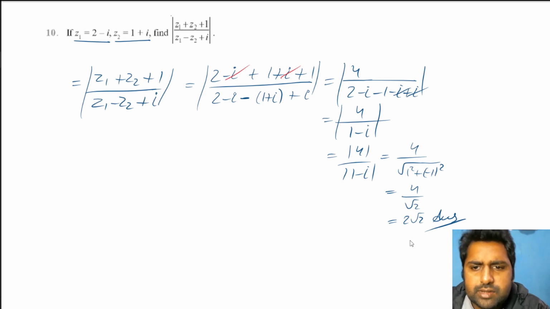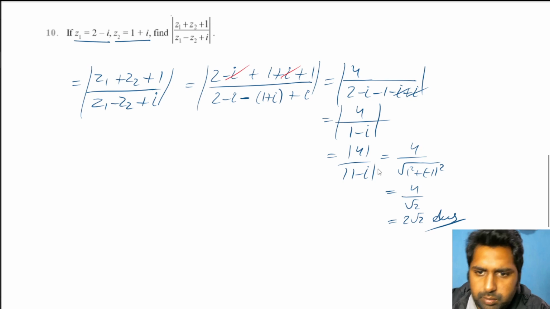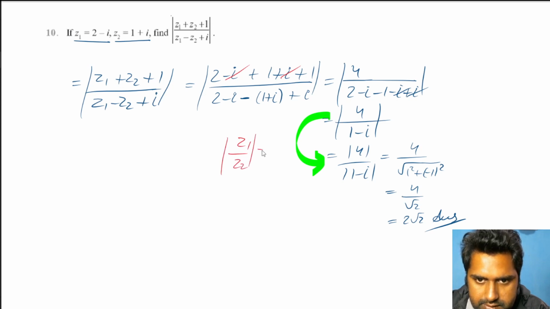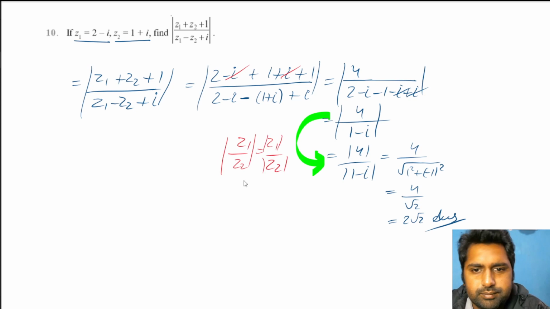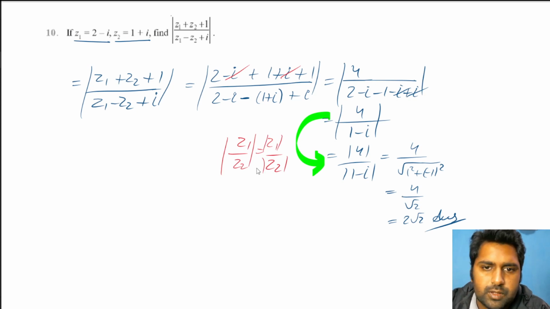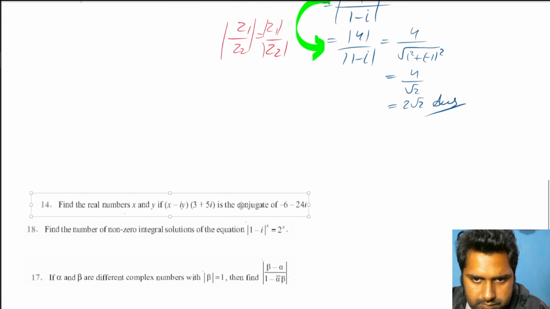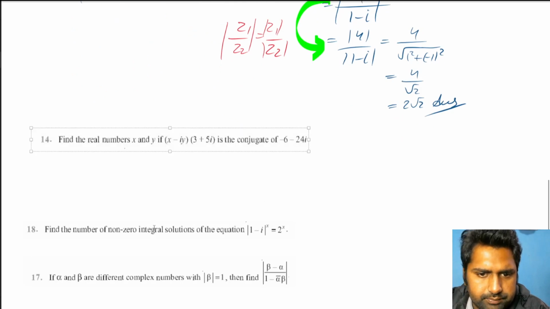So put down the values, and what I have done is use the property here. What is the property used? That modulus of z1 upon z2 is mod z1 upon mod z2. That makes the question slightly simpler. All right, next question.